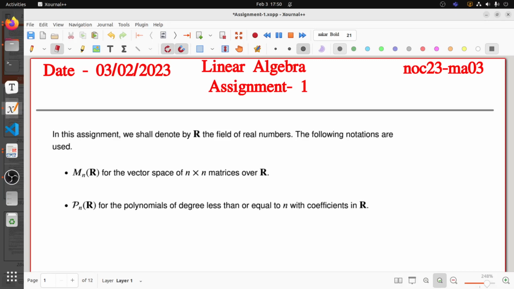Oh, where have I written it? Why did I mistakenly write it here? Oh, these two are the... 5 and 6 are here. So these two are question number 3.